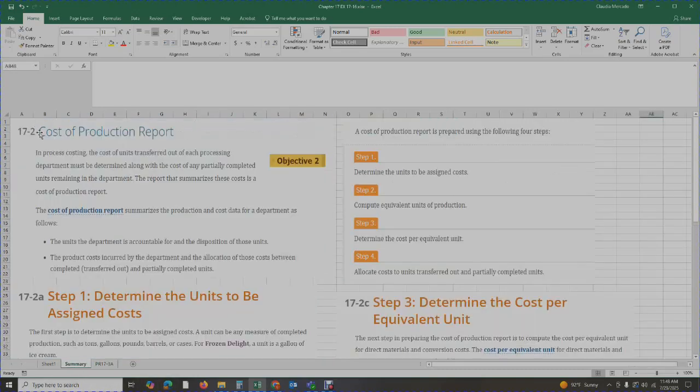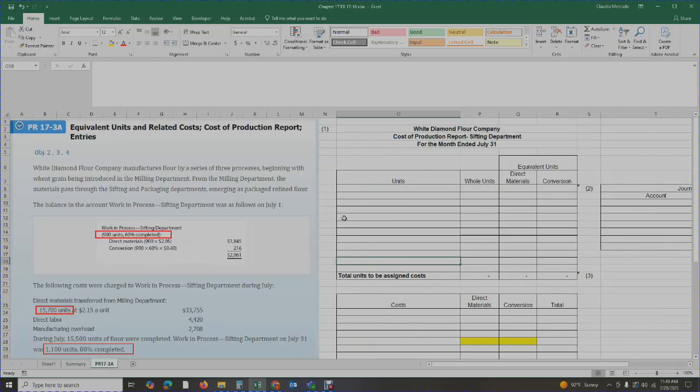So I will go over to section 17.2 and read over the cost of production report section. There's a lot of important information. I am not going to be reading it for you. It is there so you can review. Once you review the information, then you can start tackling the problem. Now this problem is comprehensive. Like I said, the problem reads as follows.